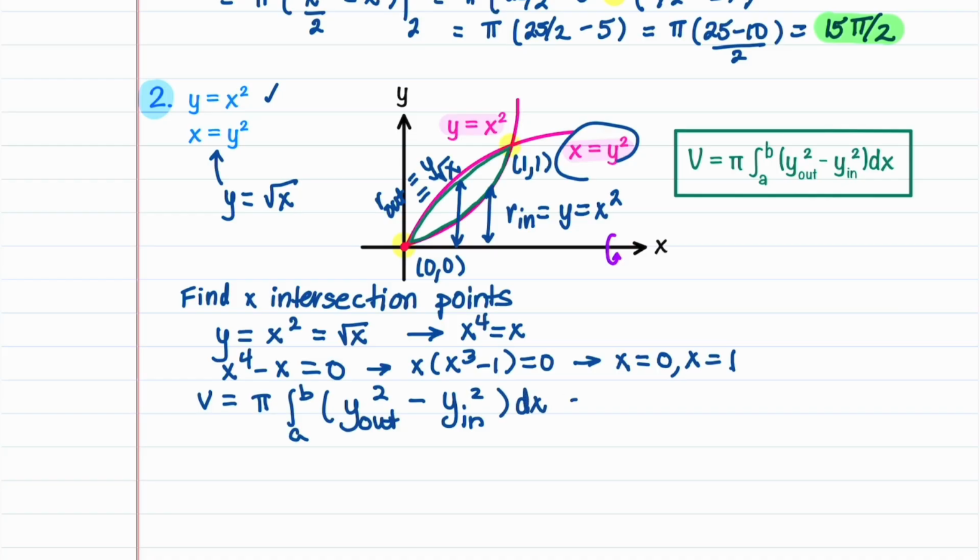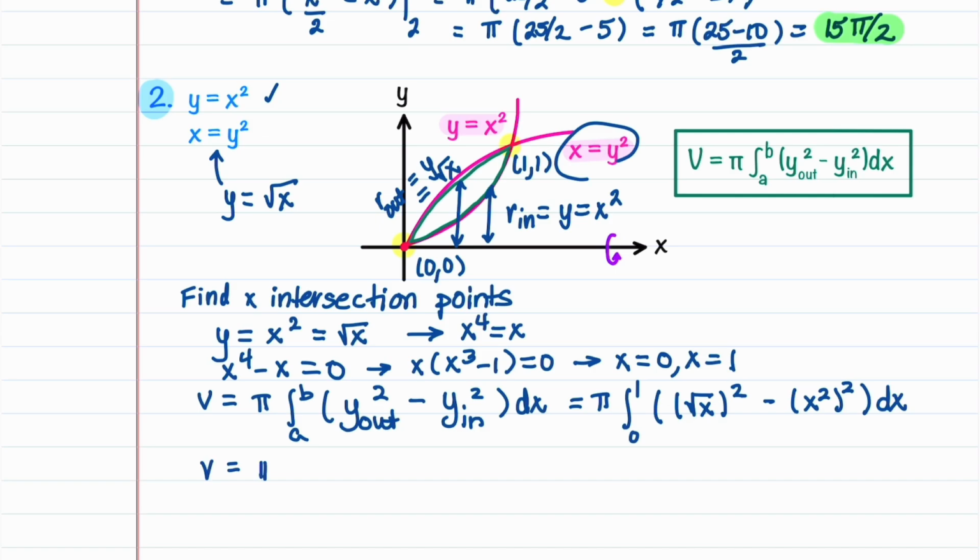This is equal to pi times the integral from 0 to 1. Our outer radius we found was root x, so we have the square root of x squared. You have to remember to square it, minus the inner radius, which was x squared, and we square that one as well. And then we have our dx. Before we integrate, let's simplify this integral.